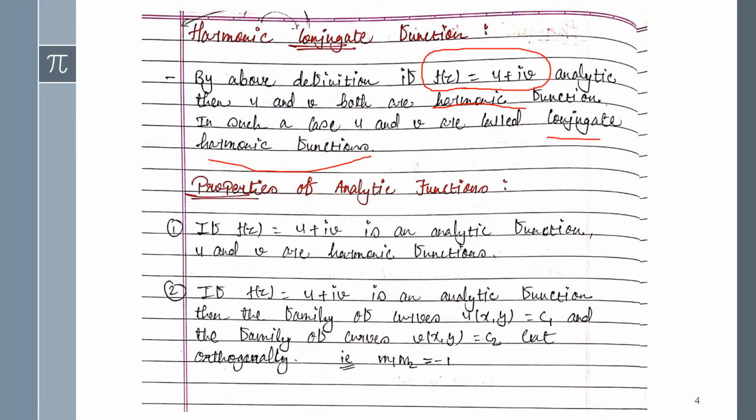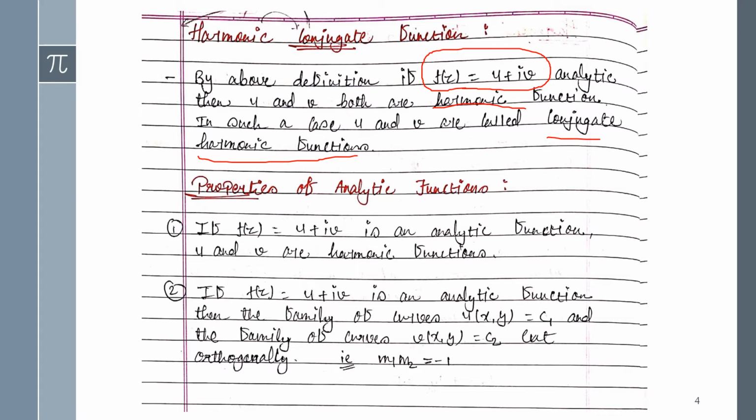One more definition has been added. What are conjugate harmonic functions? So hope you all understood, guys. If this one is analytic, then it is said to be harmonic also. Then in such a case, u and v are known as conjugate harmonic functions.